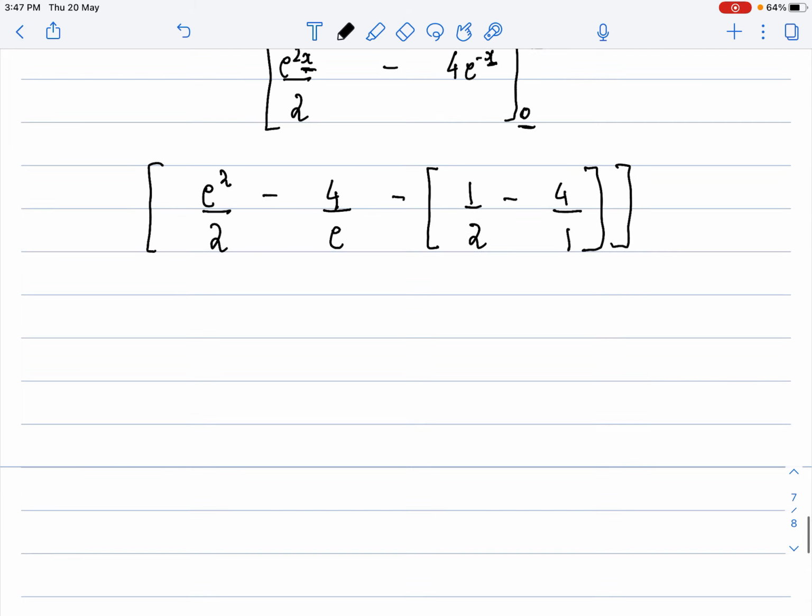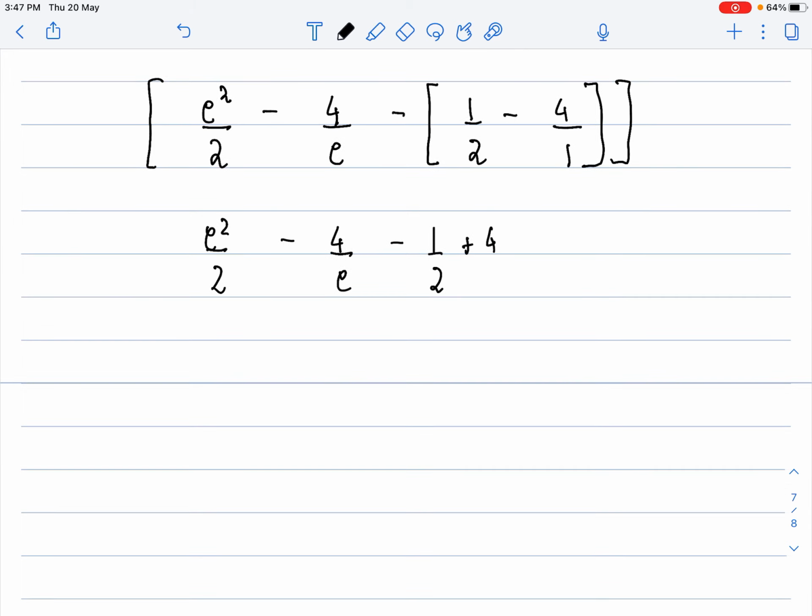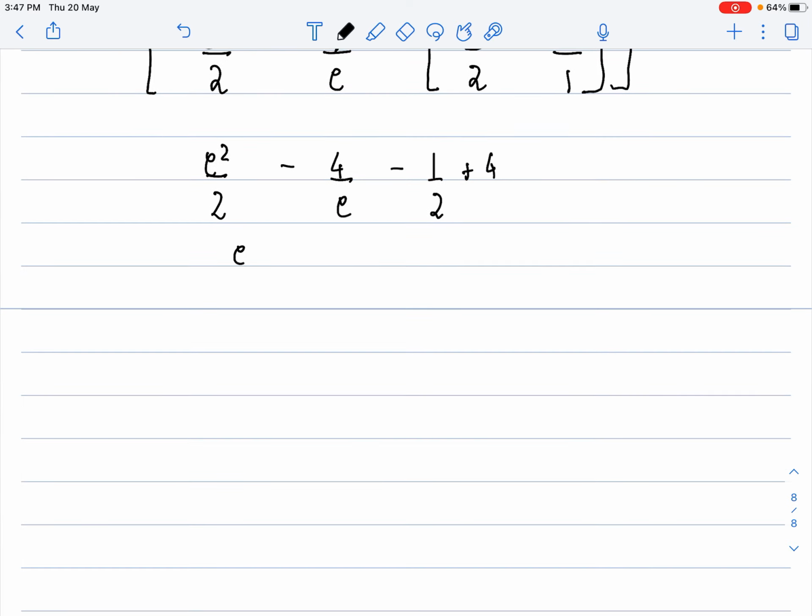So now I can write this as e raised to 2 over 2 minus 4 over e, minus half plus 4. Now minus half plus 4 is simply 7 by 2. So I get e raised to 2 over 2 minus 4 over e plus 7 by 2.